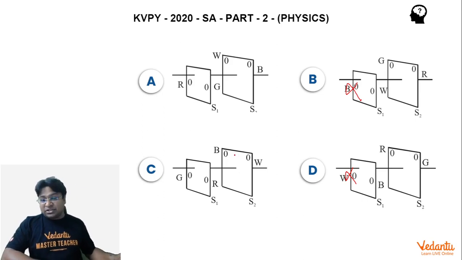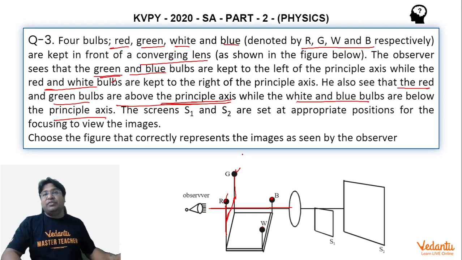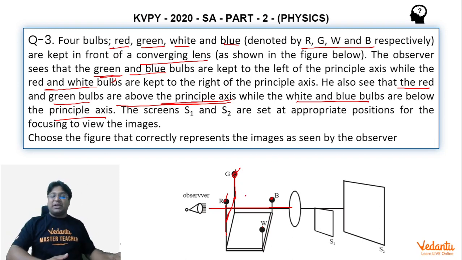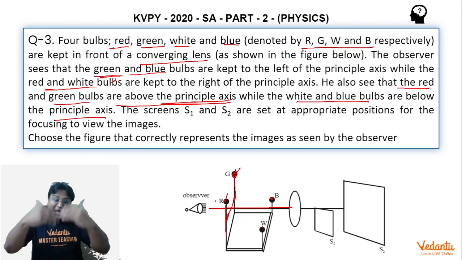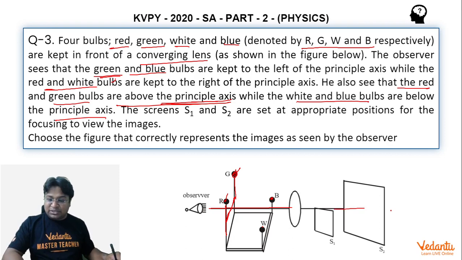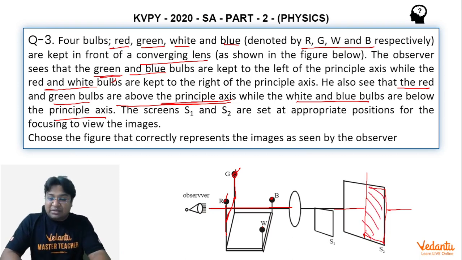So based on this also we are not able to figure out, so we'll have to look for some other logic. Let's go back again. We know that the images would be inverted, which basically means that the position of the green bulb and its image relative to the principal axis would be opposite. So if this green bulb lies to the left of the principal axis, that is away from us, behind the principal axis as seen from our location, then the image will lie towards us. So I am looking for a situation in which the image of the green bulb would lie on this half of the image. Now this should conclusively eliminate one of the options.